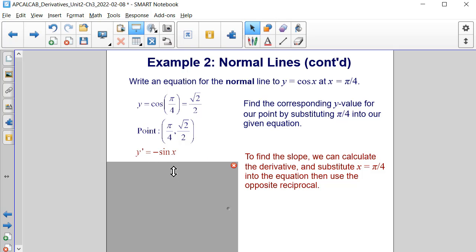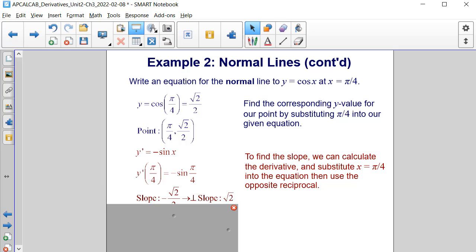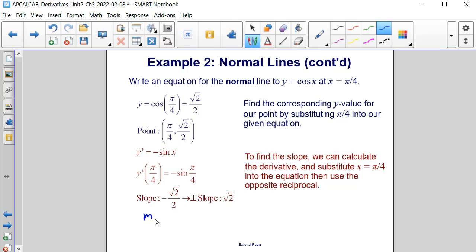Now let's substitute pi over 4 in. So we have negative sine of pi over 4. Well, the sine of pi over 4 is square root of 2 over 2, and we have to keep it negative. Negative square root of 2 over 2. And then, again, this is the slope of your tangent line.